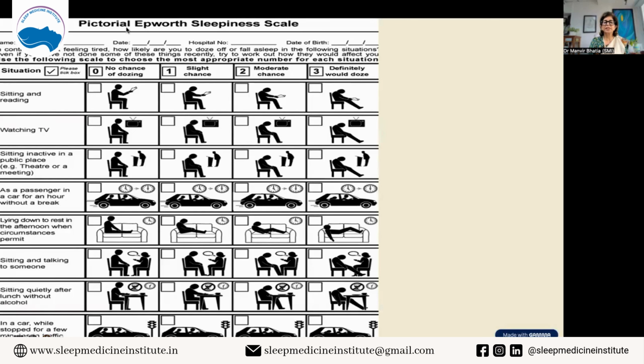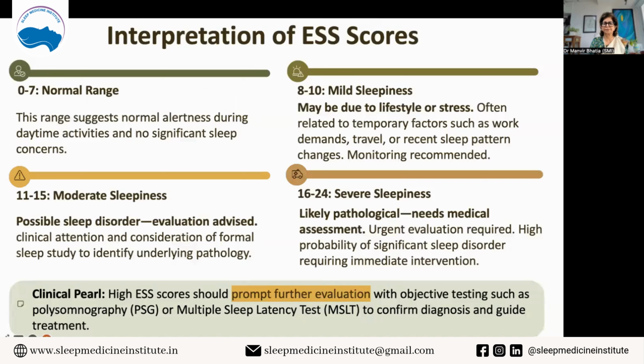There is also, interestingly, a pictorial Epworth Sleepiness Scale. If the patient finds it difficult, you can take this example of reading. This is no chance: you're sitting, you're reading. Here there is a slight chance, here moderate, and this is definitely that you've fallen asleep. Similarly for a passenger, lying down to rest, where you are definitely asleep, sitting while talking, etc. So either way you can administer this in your routine workup.